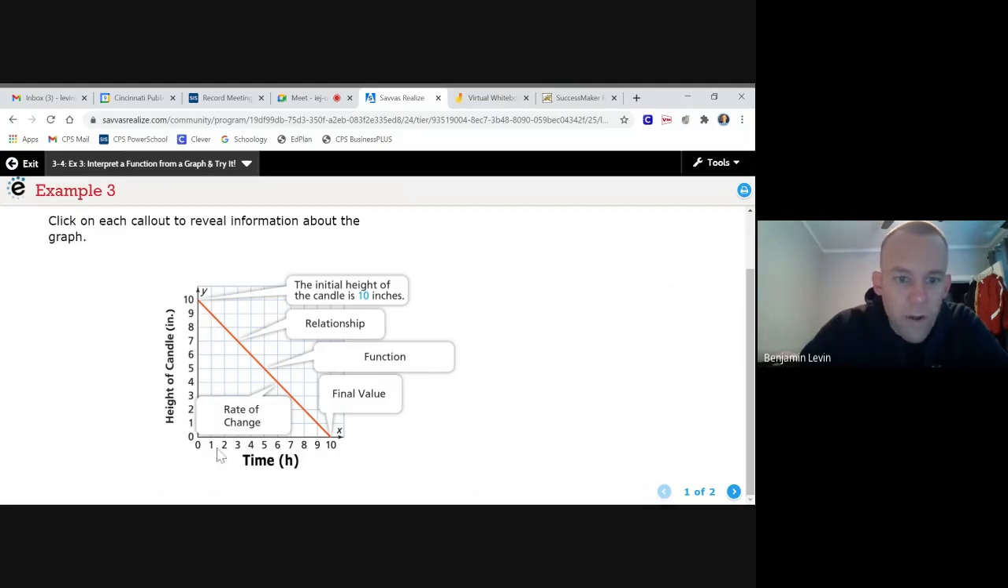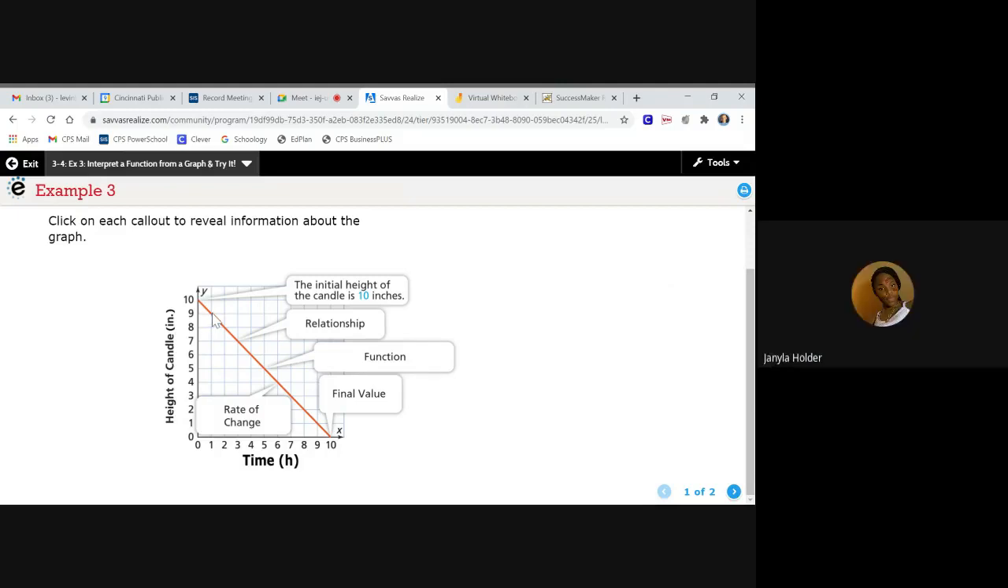At 1 hour, over 1, at 1 hour, our height is 9. So to get to this point, what was our slope? How many up or down and how many over? What was our rise and what was our run? To get from 10 to 9, what was our rise, first of all? How many spaces up or down did we go?